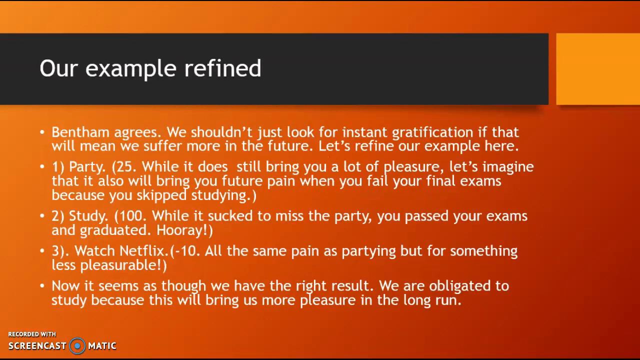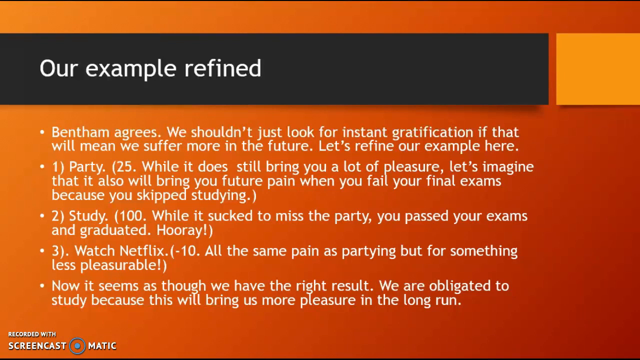And that's right. Bentham agrees. We're not just looking for what's going to produce the most utility for me tonight. What we really need to do is look and see what's going to produce the most utility for me over the long term. So let's change our example around a little bit. Let's refine it and see how we can change these values to account for looking into the future. Right, so option one is still party. But we need to change the amount. It's no longer 100. Right, let's give it 25.